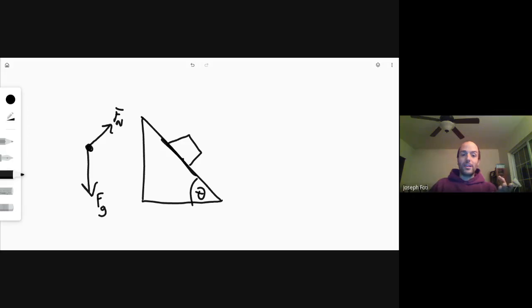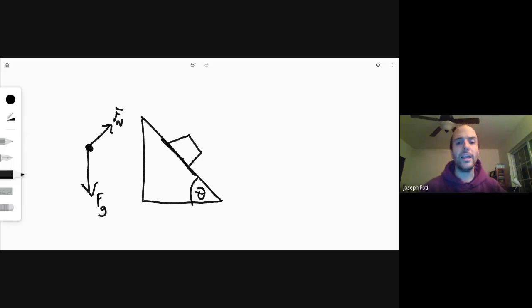Now, it's important to note that because normal force is not directly above gravity, it's not going to equal gravity. Sometimes, when it's on a horizontal surface, the normal force will equal the gravity. Not all the time, but a lot of times. In this situation, it definitely won't be.